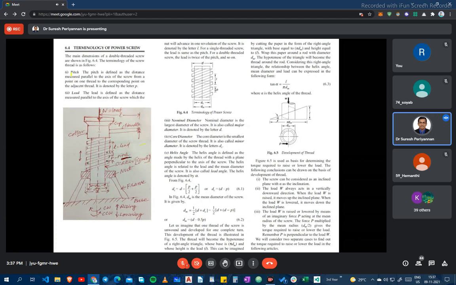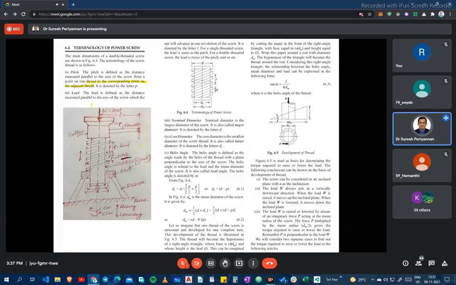Now, pitch is nothing but the distance between the thread corresponding to the corresponding point on the adjacent thread. Or you can say, the distance between one crest to another crest. You can say the pitch.